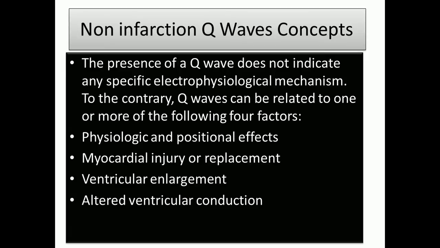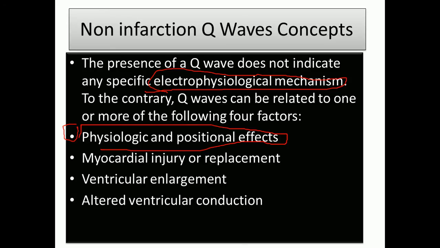The non-infarction Q wave concept shows that a Q wave is not necessarily produced by a specific electrophysiological mechanism or pathology. There is no need for any electrophysiological mechanism to produce a Q wave. It can be produced normally. Due to that, four mechanisms are responsible for producing these Q waves. The first mechanism is physiological and positional effects. These are physiological manners and positional body effects that easily produce Q waves. The second mechanism is myocardial injury and replacement, which we will discuss later.